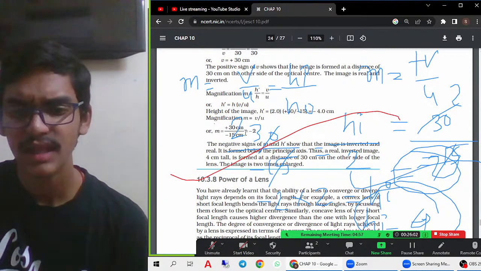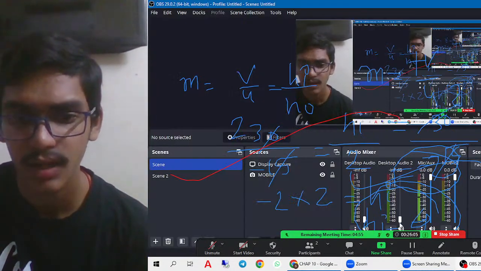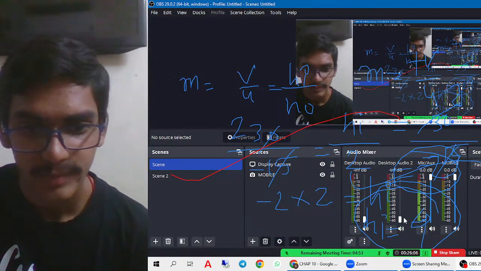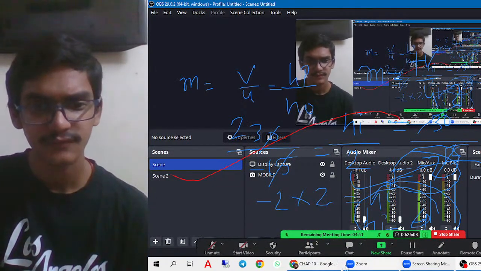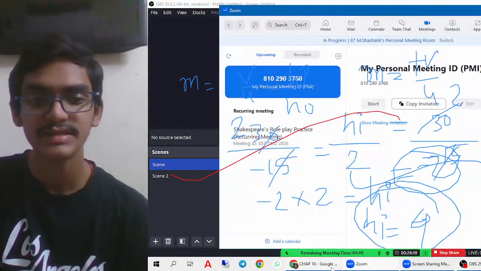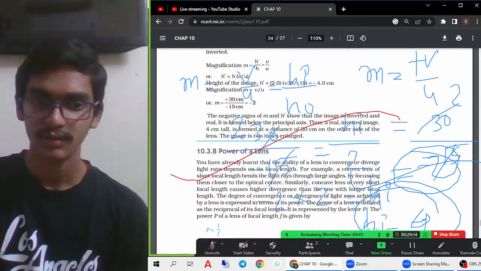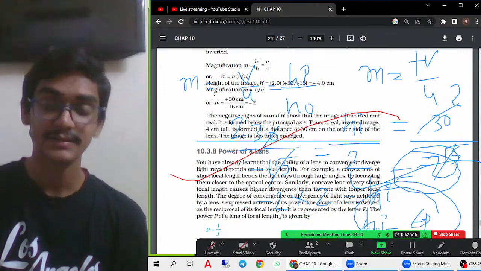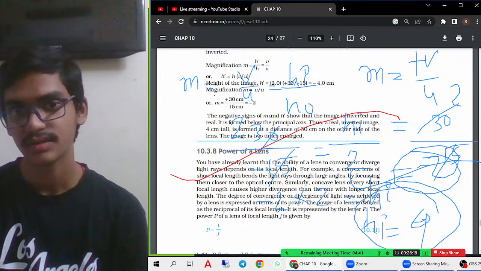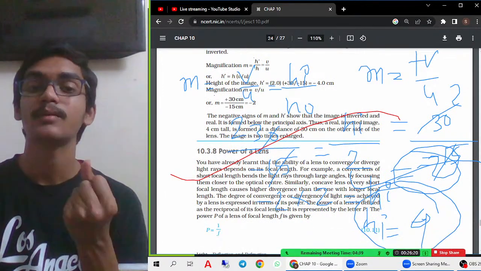Now let us see the last important topic, that is the power of the lens. We need 4 minutes, and we can perfectly complete this power of lens in 4 minutes. Power of lens is nothing but it tells us about the focal length. Power of lens tells us about the convergence or divergence of the lens: how much converging the lens should be, or how much diverging.